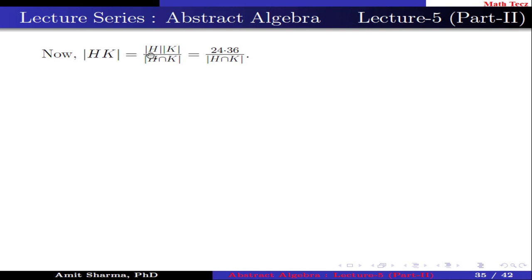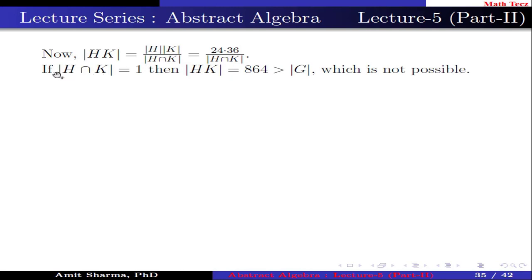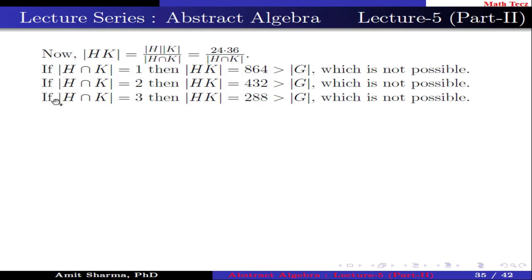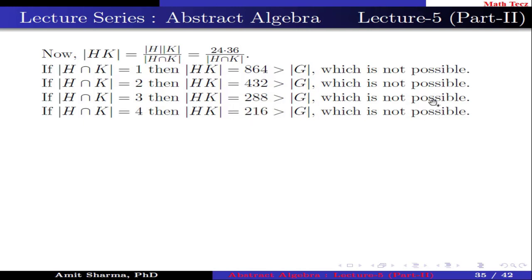Now, the order of HK is the order of H times the order of K divided by the order of H intersection K, which is equal to 24 times 36 divided by the order of H intersection K. If the order of H intersection K is 1, then the order of HK is 864, which is greater than the order of G, which is not possible. If it is 2, then the order of HK is 432, which is greater than the order of G, which is not possible. If it is 3, then the order of HK is 288, which is greater than the order of G, which is not possible.